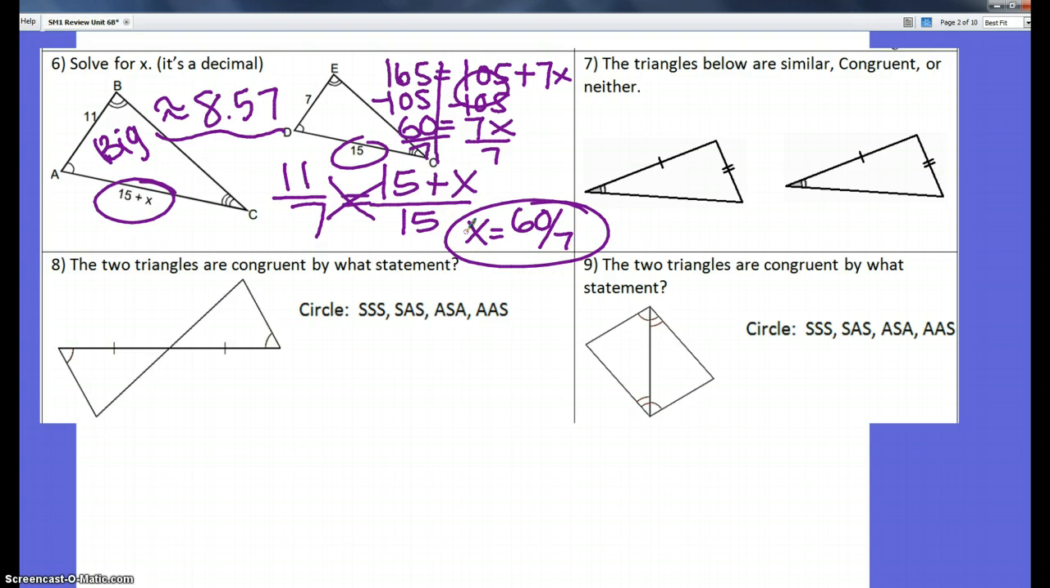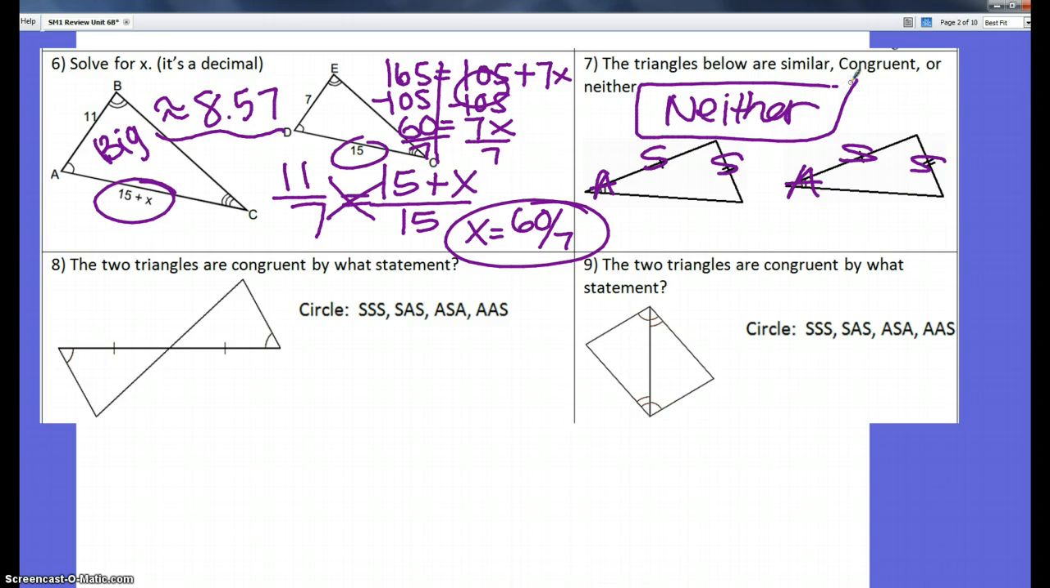The triangles below are similar, congruent, or neither. You've got angle, side, side, angle, side, side. They are neither. Angle, side, side is not going to work. For similar, you have to have angle, angle at least, and for congruent, you can't have ASS.